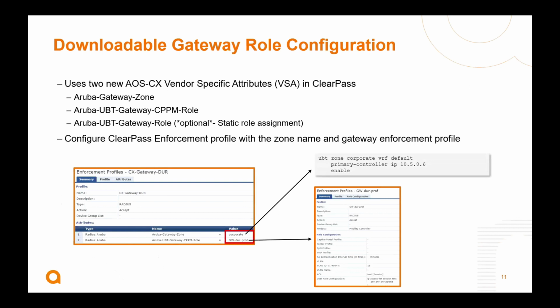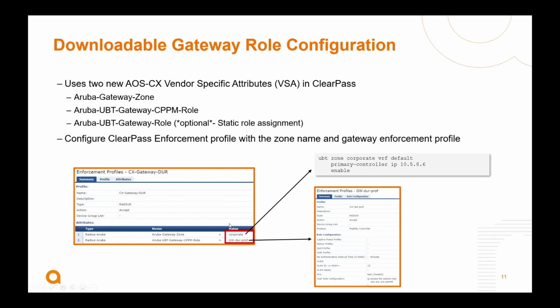The third one is for a static role, but we have the Aruba-gateway-zone VSA, the Aruba-UBT-gateway-CPPM-role VSA, and then the Aruba UBT Gateway role VSA. So very similar to how we configure roles and enforcement profiles, we need to make sure we have those VSAs in the enforcement profile that we're going to be downloading to the switch. So we have our logic in the enforcement policy, and then those VSAs must exist in the enforcement profile.